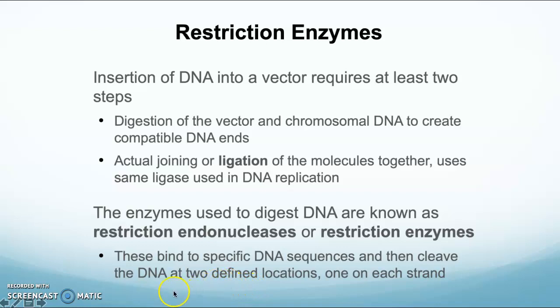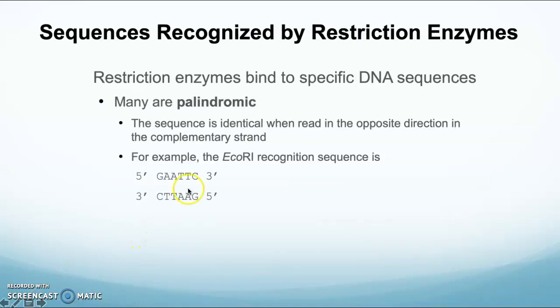So these 2 defined locations, one on each strand. And this is just giving you an image of what this might look like, but sequences are actually recognized by restriction enzymes. So I often think of restriction enzymes as like a pair of scissors, but a specific pair of scissors for just a particular site, some site that they can recognize.